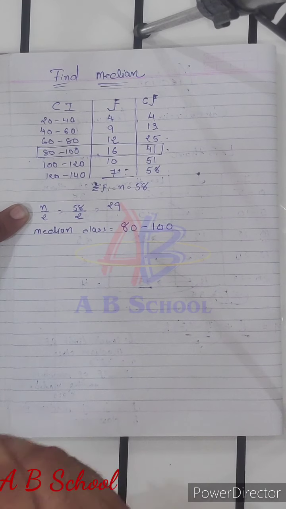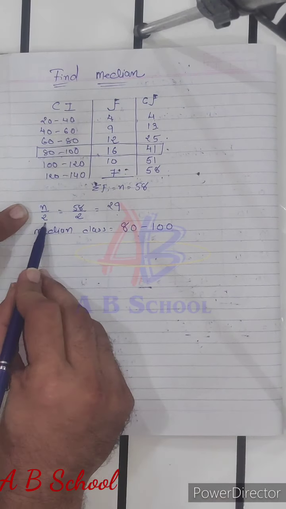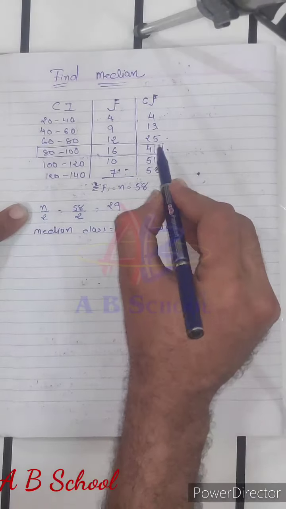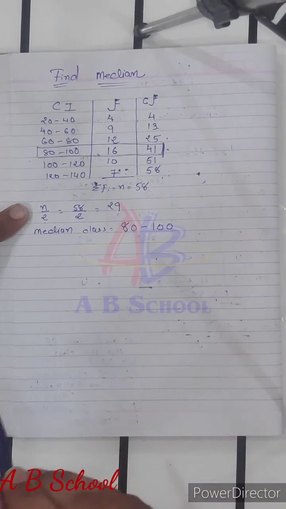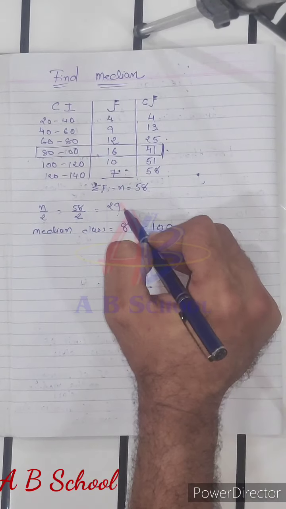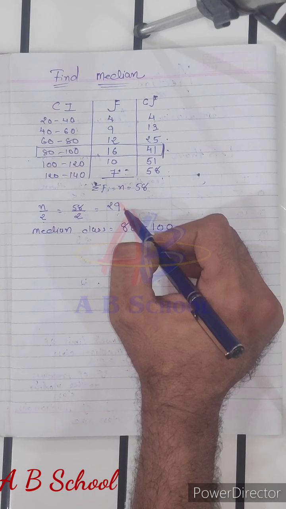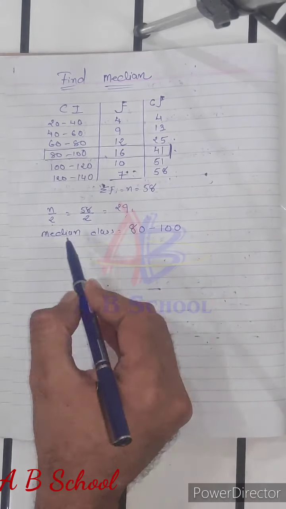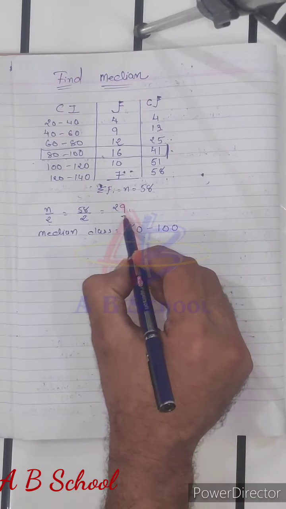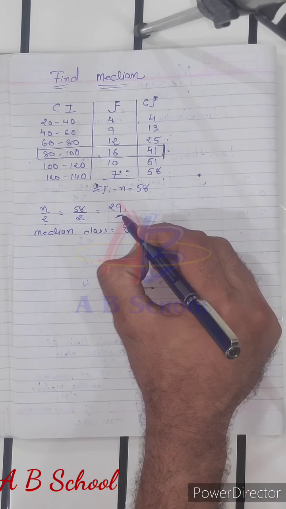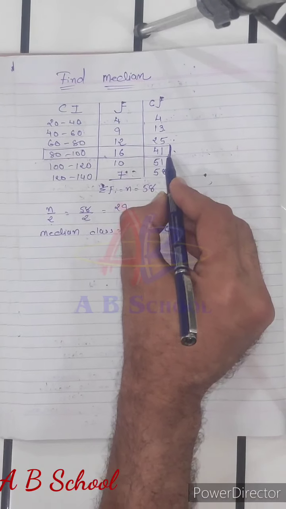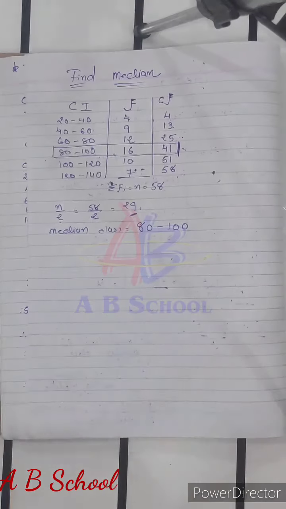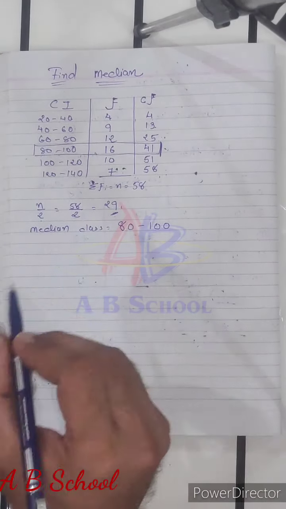Let us understand this one more time. I need to find n by 2. The cumulative frequency should be just above the n by 2 value. If n by 2 was 21, then that class interval would be the median class. Here it is 29, so this 29 lies in the 80 to 100 class. 41 is just above 29, so this class is the median class. Now I got the median class.